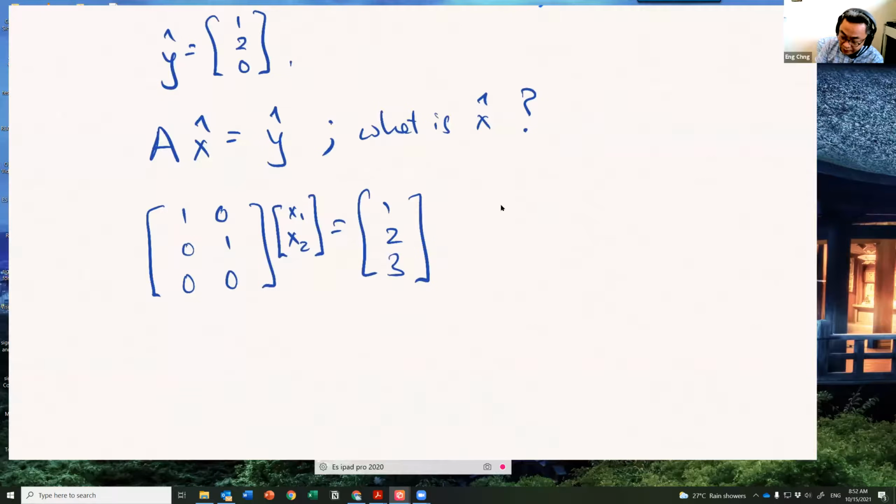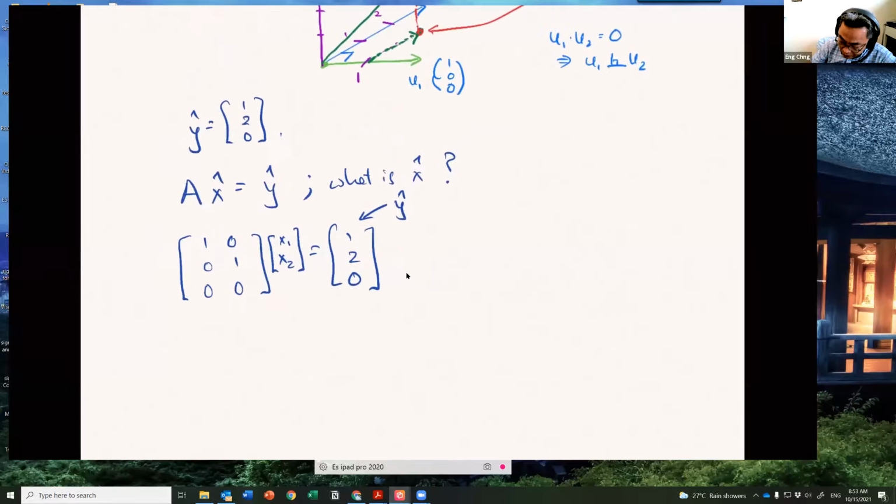You can say that x1 equals 1, x2 equals 2, and you can see it. But let's say, okay, so you can solve it now. Sorry, this I should put 0. This is Y hat. So you can solve it. Now the system of equations is consistent. [1, 0] [x1, x2] equals 1. [0, 1] [x1, x2] equals 2. [0, 0] [x1, x2] equals 0.